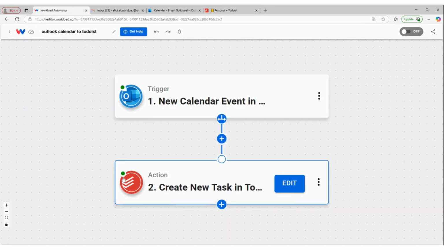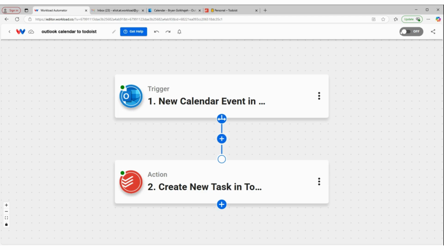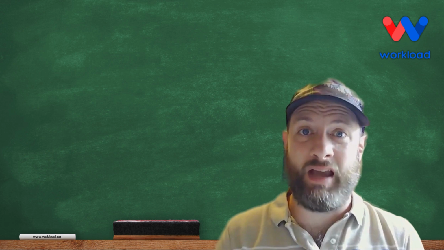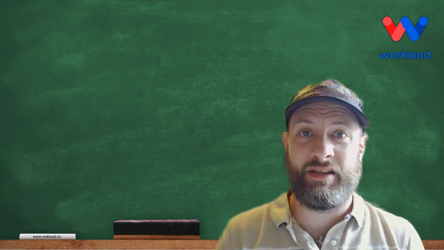We have a green dot in each one of our nodes, so we can activate our workflow. And now every time we have a new calendar event in Microsoft Outlook Calendar, then we will automatically create that event into a task in Todoist. That's how you can use Workload to build a workflow that syncs your calendar and your daily tasks.